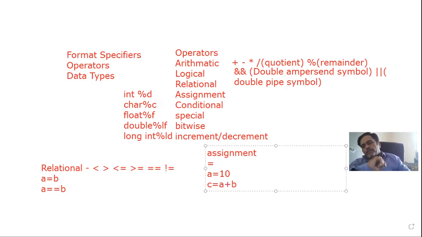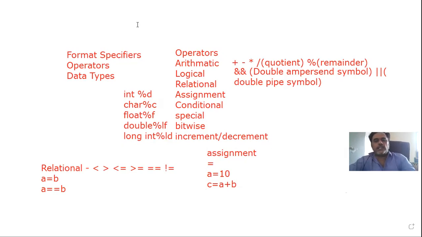See here, C equal to A plus B. Here, the result of the expression A plus B will be stored into the variable C. So the result of an expression can be stored into another variable with the help of the assignment operator, and a value can be stored directly into a variable. So the assignment operator is used in two cases: to store a value directly, or to store the result of an expression.